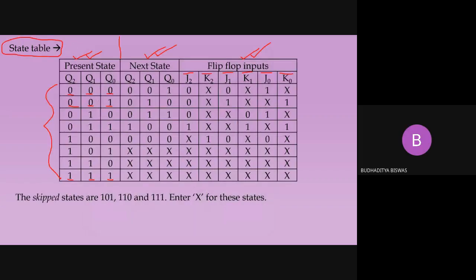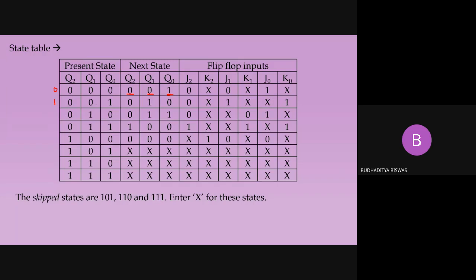So if the present state is, okay, let me clear this one first. So you see the present state is 0. That means 0, 0, 0. Then the next state is 0, 0, 1. Got it? Present state is 0, next state is 1. Now here present state is 1. Okay, next second row.